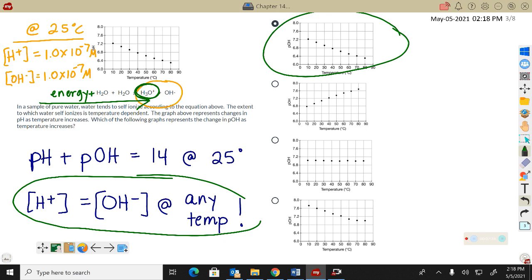But with water, they'll always be the same, whether I shift more forward or more reverse. There's always the same amount of hydrogen and hydroxide, so the pH and pOH of water will always be the same. Tricky, huh?